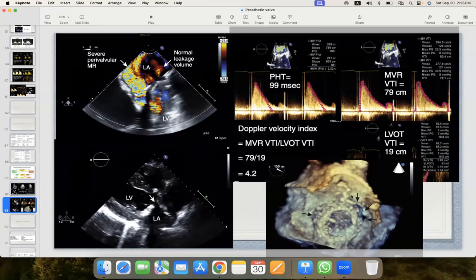And you can see here, when you calculate the ratio, it will be 4.2. So it's significantly high. And then also if you look at the velocity of the mitral valve, you will see that the velocity is 2.8, which is significantly more than the velocity of 1.9. And then you will see that the pressure half time here is normal. So this indicates that this increase in the velocity and ratio is secondary to regurgitation, not secondary to stenosis.